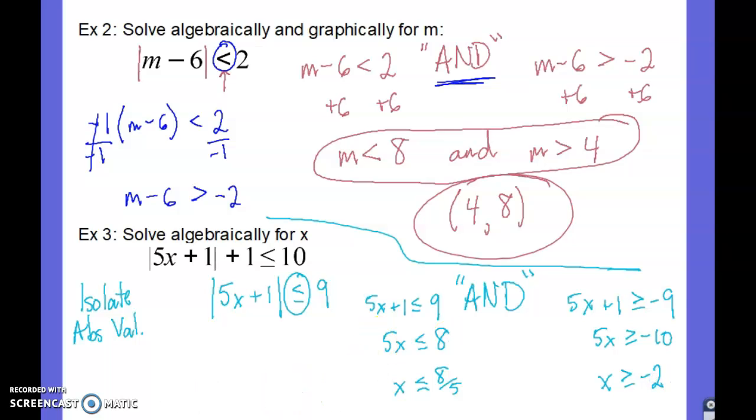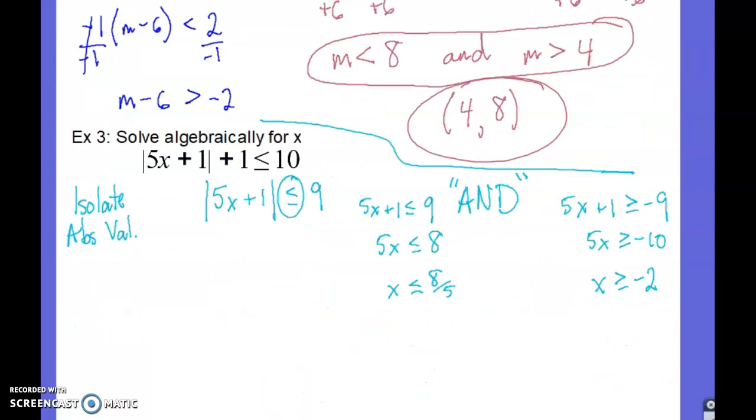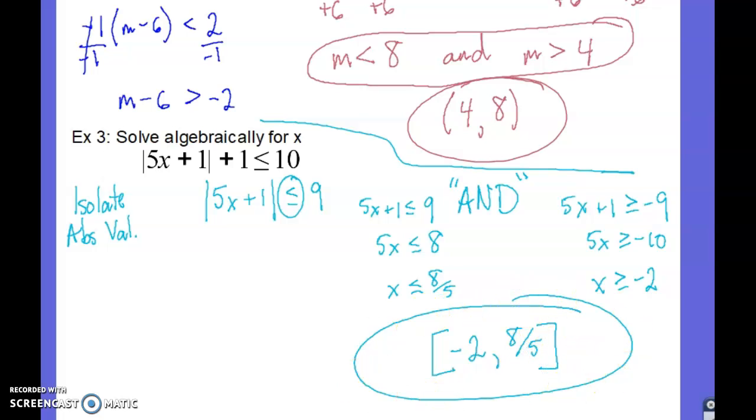So without looking at a graph, because we don't need a graph, this answer in interval notation would be values for x that are bigger than negative 2 but smaller than 8/5. Just like that. Okay, but on your own, go ahead and double check that that answer makes sense using Desmos or your graphing calculator.